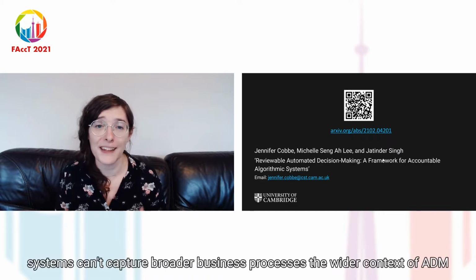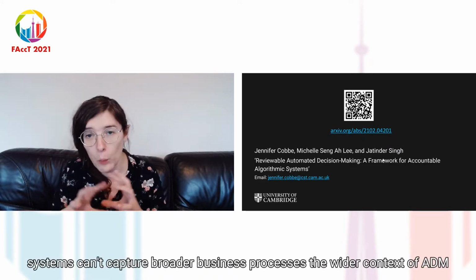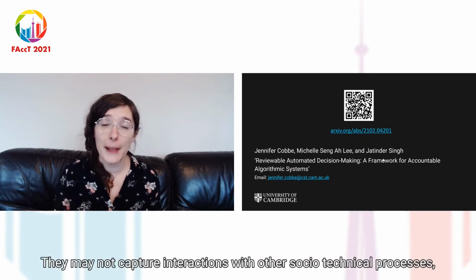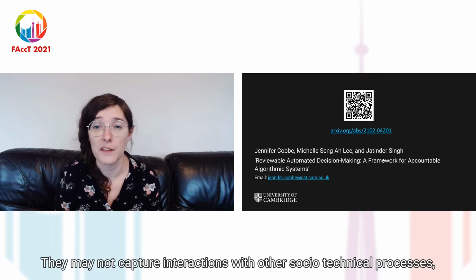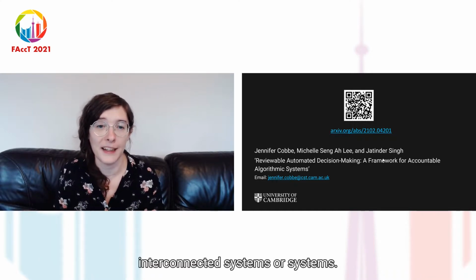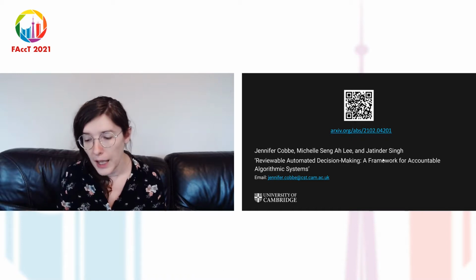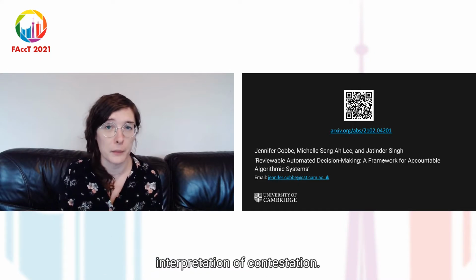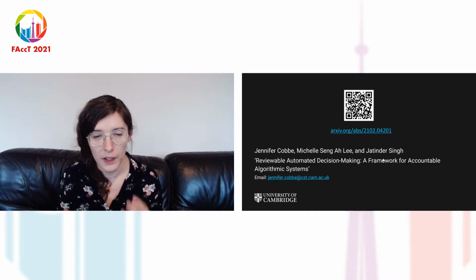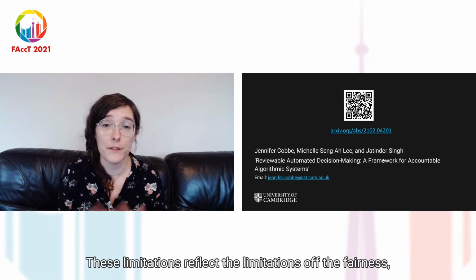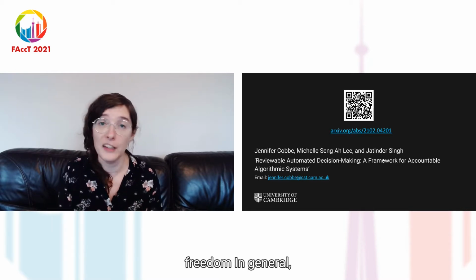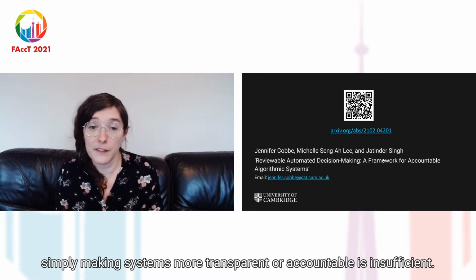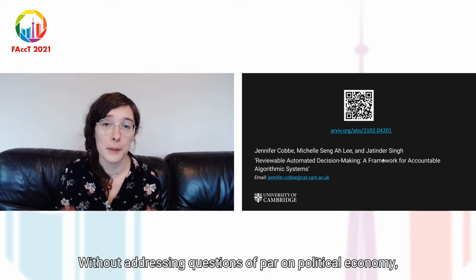Even reviewable systems can't capture broader business processes, the wider context of ADM systems, or the situations in which they're embedded. They may not capture interactions with other socio-technical processes, which form part of wider, complex, interconnected systems of systems. And it's important to remember that even contextually appropriate information is always open to subjective interpretation and contestation. These limitations reflect the limitations of the fairness, accountability, and transparency frame in general. We acknowledge that simply making systems more transparent or accountable is insufficient without addressing questions of power and political economy.